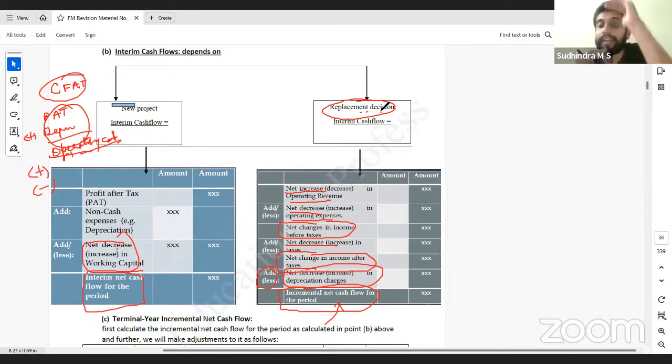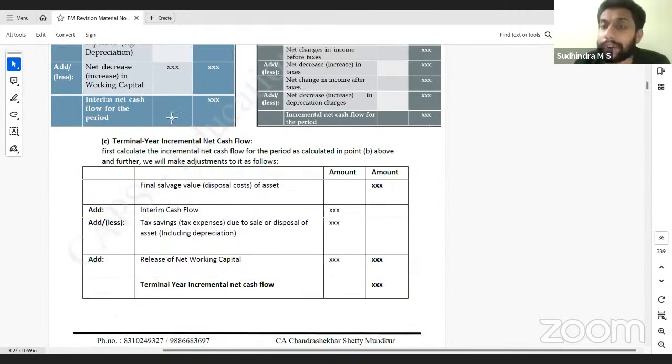Because of the new machinery, what is the incremental cash inflow or incremental cash outflow? Right? That is in case of interim. Then at the end, terminal cash flows. Terminal cash flow, what happens? You will be selling the machinery. So the salvage value of the machinery sold.